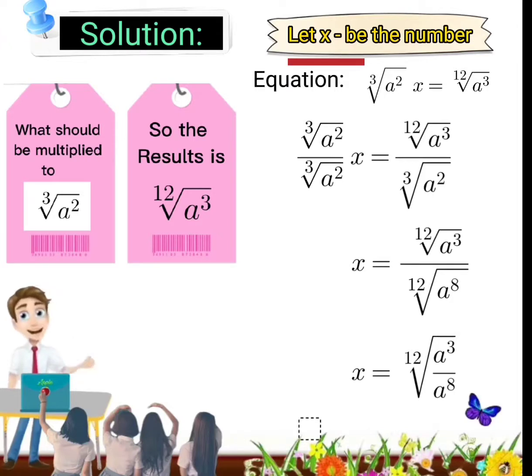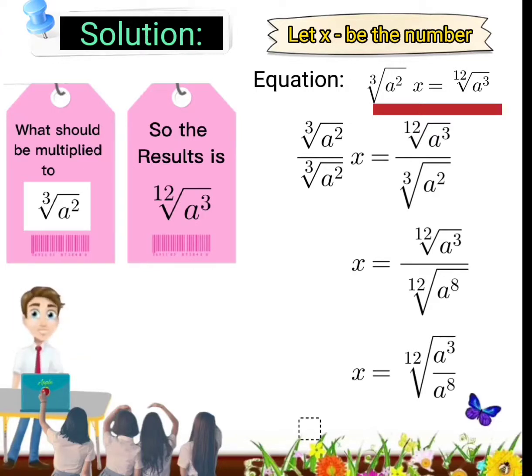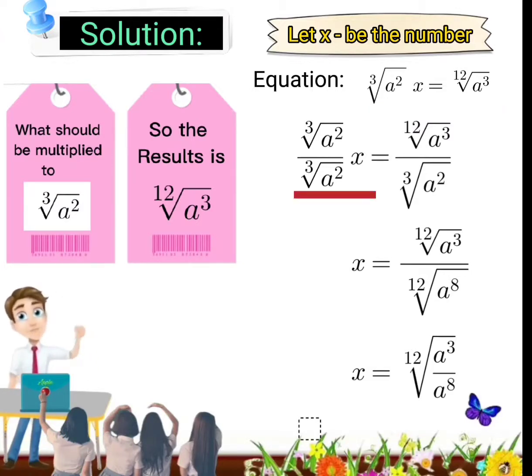So let x be the number to be multiplied to the cube root of a square, so that it will give us a result of the 12th root of a cube. So therefore our equation will be the cube root of a square multiplied by x is equivalent to the 12th root of a raised to 3. To solve for the value of x, we have the cube root of a square multiplied by a number x, all over the cube root of a square. It is equal to the 12th root of a cube divided by, once again, the cube root of a square.